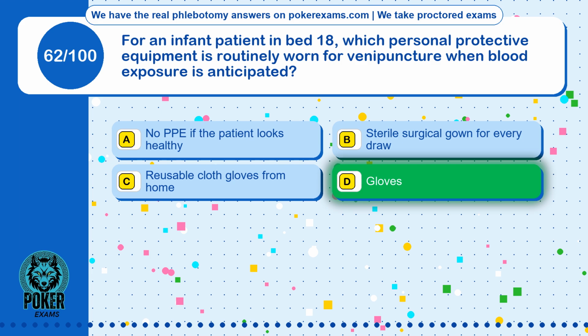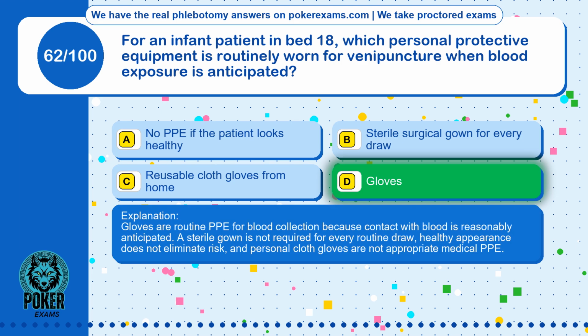Gloves. Gloves are routine PPE for blood collection because contact with blood is reasonably anticipated. A sterile gown is not required for every routine draw, healthy appearance does not eliminate risk, and personal cloth gloves are not appropriate medical PPE.